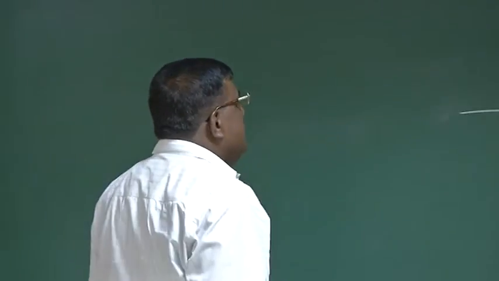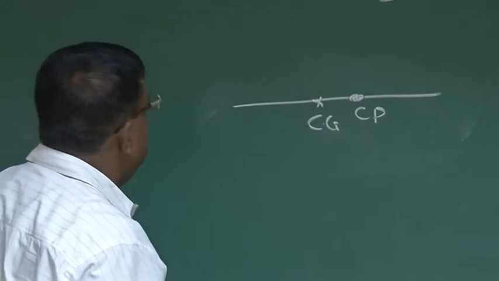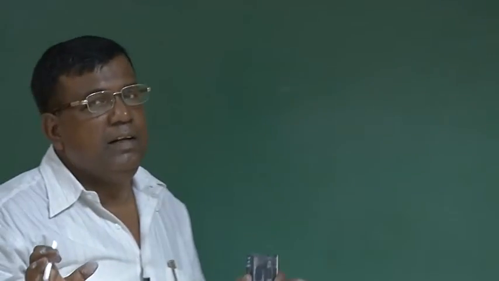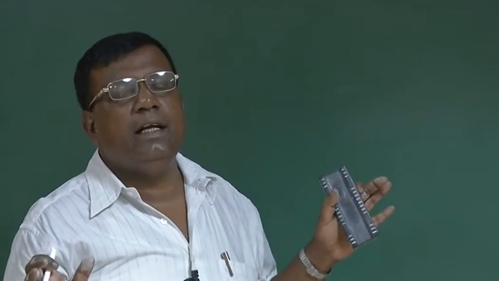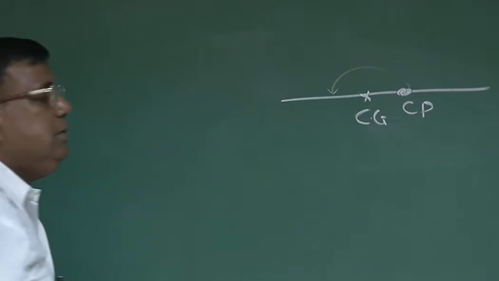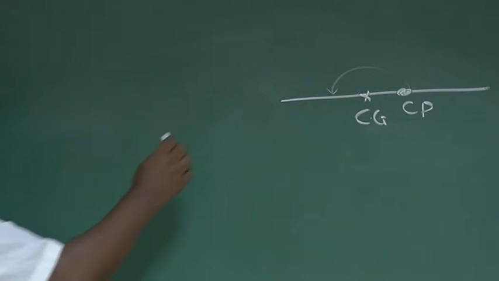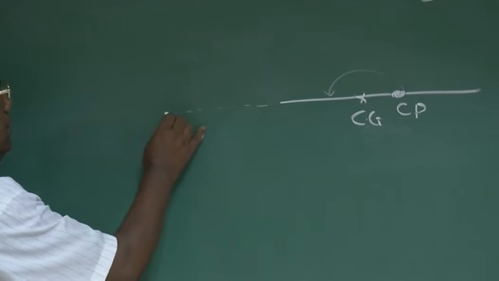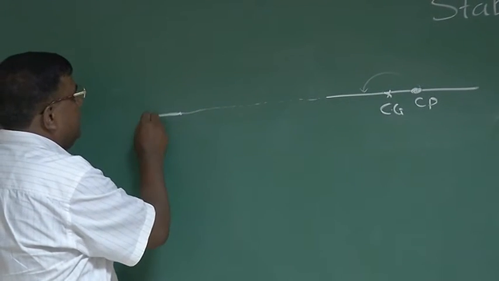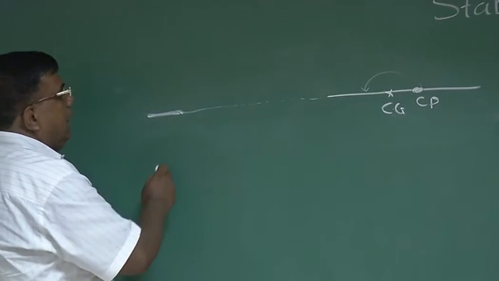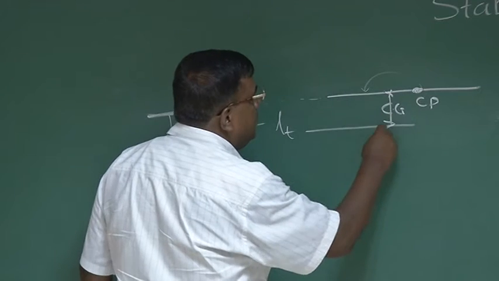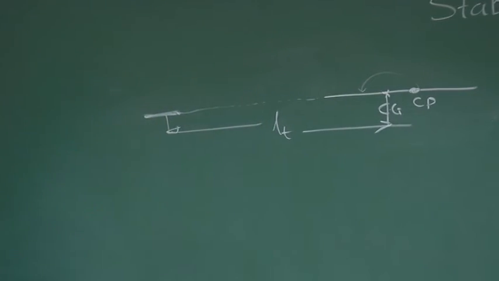In such a case, suppose the center of pressure is ahead, then what do I do? Our understanding is very simple. If I want to make it statically stable, somehow I have to bring the center of pressure behind the CG. So what I do, let's say I attach a rod and I add another small area at a distance, let's say LT, from the center of gravity of that plate.